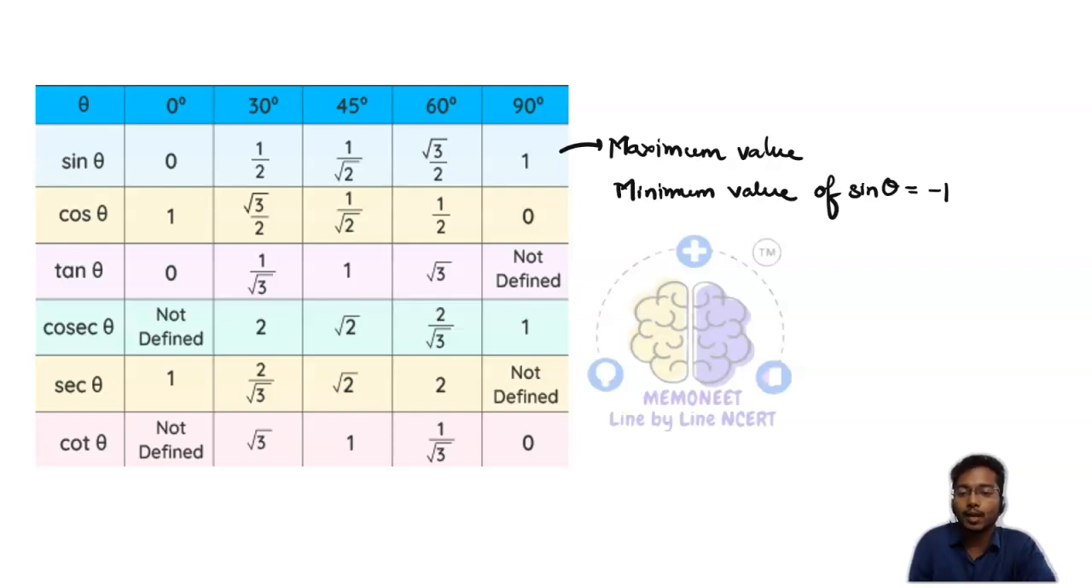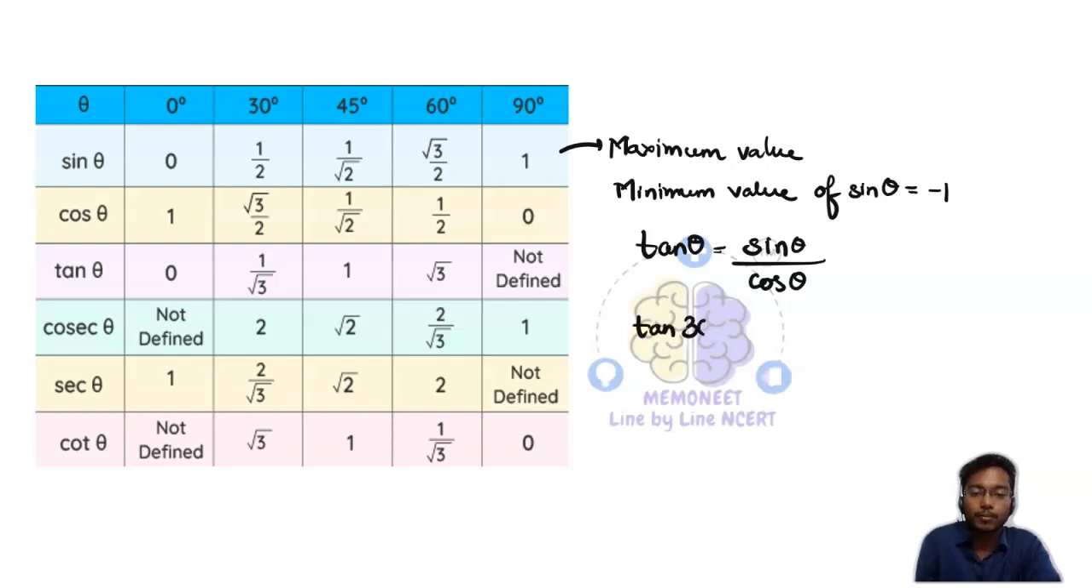Okay. So tan theta is equals to sine theta upon cos theta. Okay. Let's say we have sine 0 is 0 and cos 0 is 1. So tan 0 will be sine upon cos. It means 0. Okay. Because let's say we have tan 30 degree. Okay. It means sine 30 is 1 upon 2 and cos 30 is root 3 upon 2. So we have 1 upon root 3 is the tan theta.